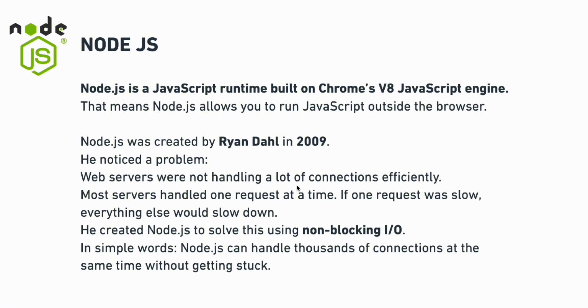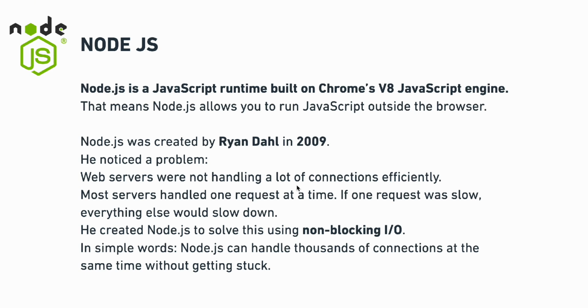He noticed a problem. He noticed that web servers were not handling a lot of connections effectively or efficiently. Most servers handled one request at a time. If one request was slow, everything else would slow down. So he created Node.js to solve this problem using non-blocking I/O. In simple words, Node.js can handle thousands of connections at the same time without getting stuck.